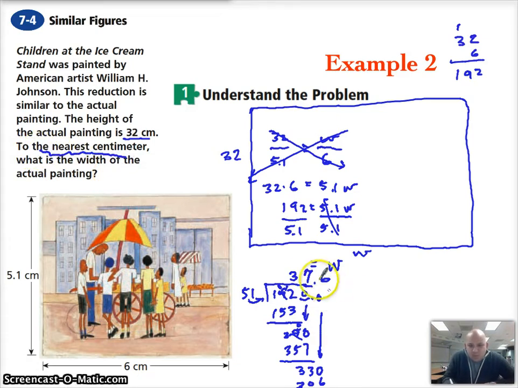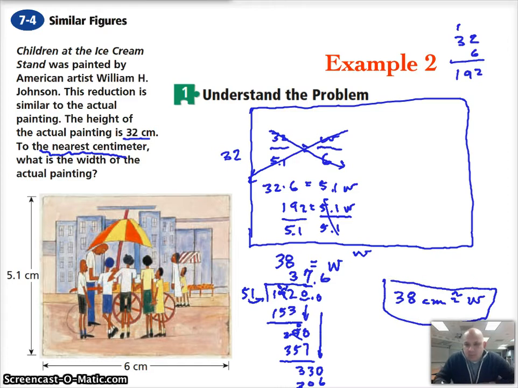So my width is going to be 37.6 centimeters at this point. To the nearest centimeter, that would be 38. So my answer is 38 centimeters, about the width of the actual painting.